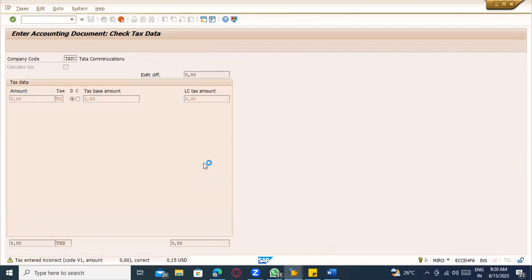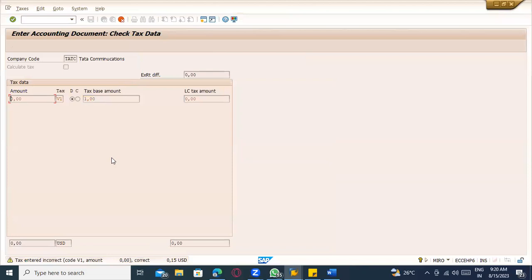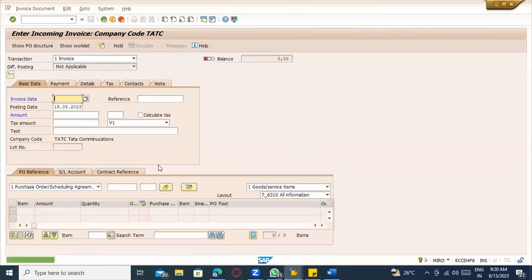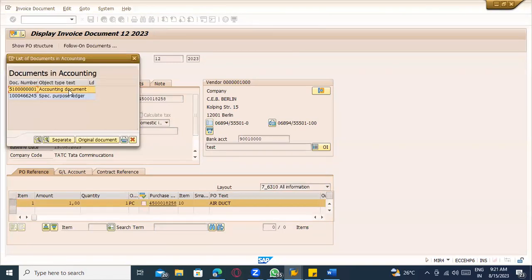Okay, clear? So you will be posting the amount. You are paying the amount. Now the payment is done. You can see the payment. Now the GRIR clearing account is done. It's cleared now. We need to pay the amount to the vendor.